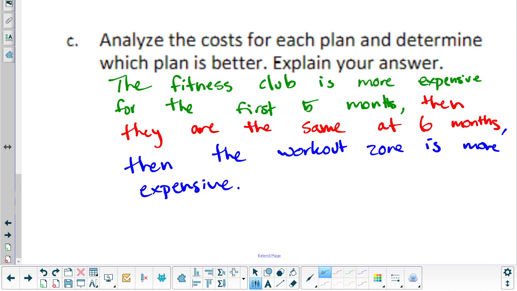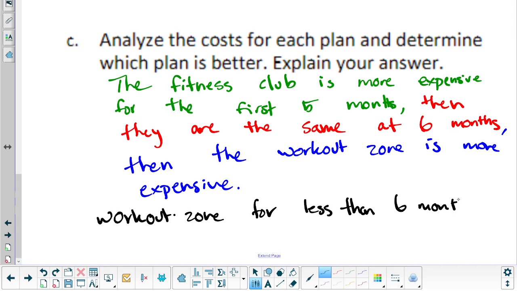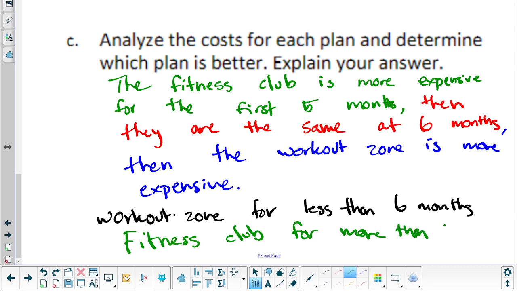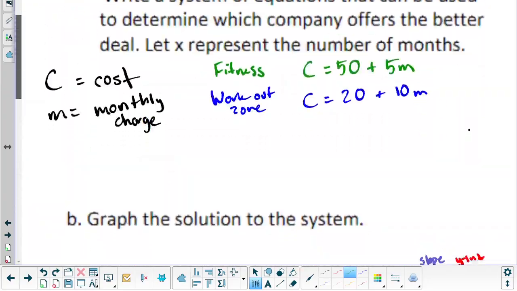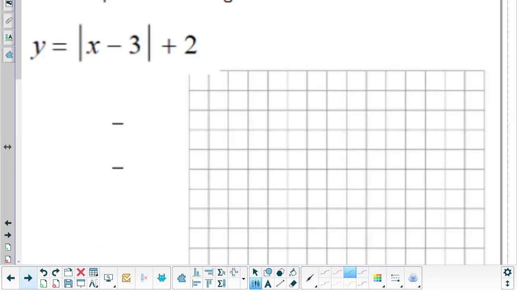So which one's better? Workout zone for less than 6 months. Fitness club for more than 6 months. And if you have a gym membership for exactly 6 months, it doesn't really matter in this case. Both are the same for that 6 month. Okay. I'm probably going to go over this one in class too, just because I think it's really cool and it's a useful thing that you might be able to figure out.